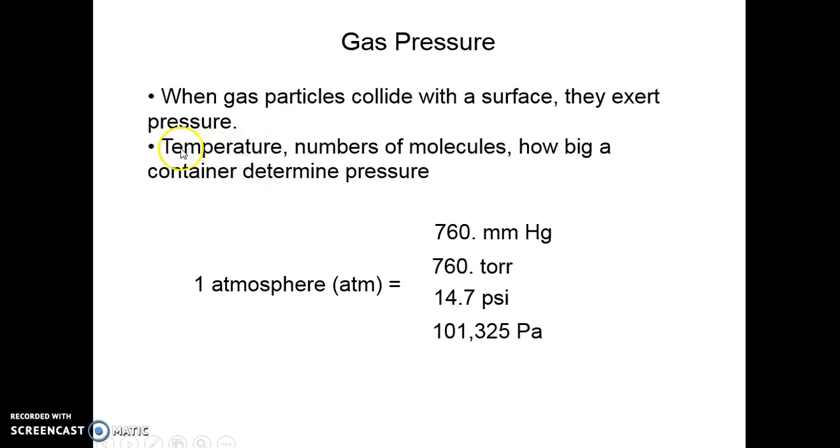The variables that affect pressure are temperature, numbers of molecules, and how big a container is that's holding the gas. If you have a high temperature, the pressure is high. If you have lots of molecules, the pressure is high. If you have a small container, the pressure is high, and that's all because you will have more collisions.